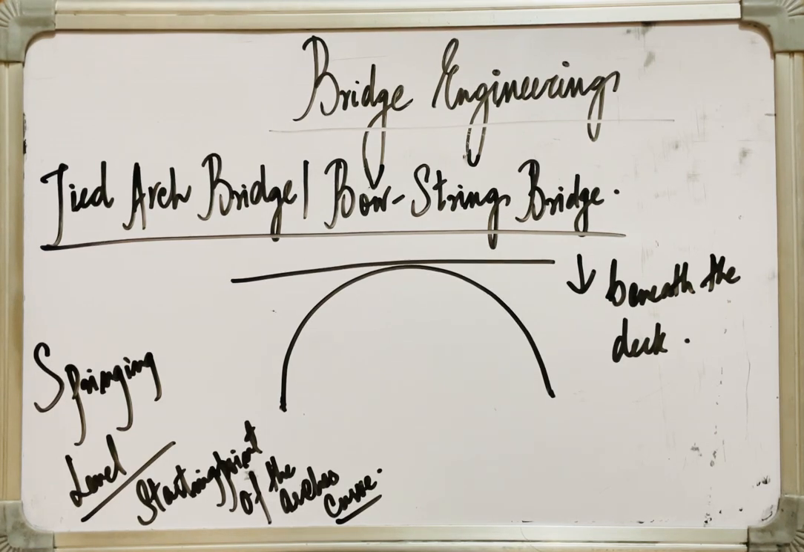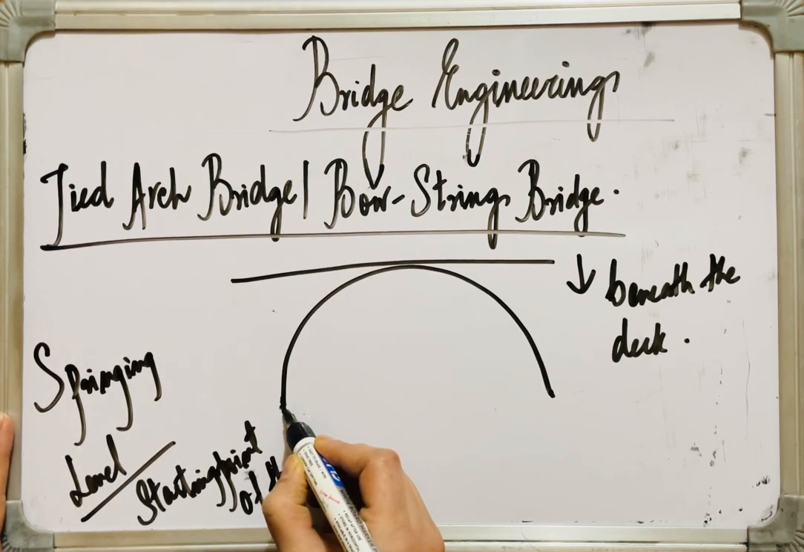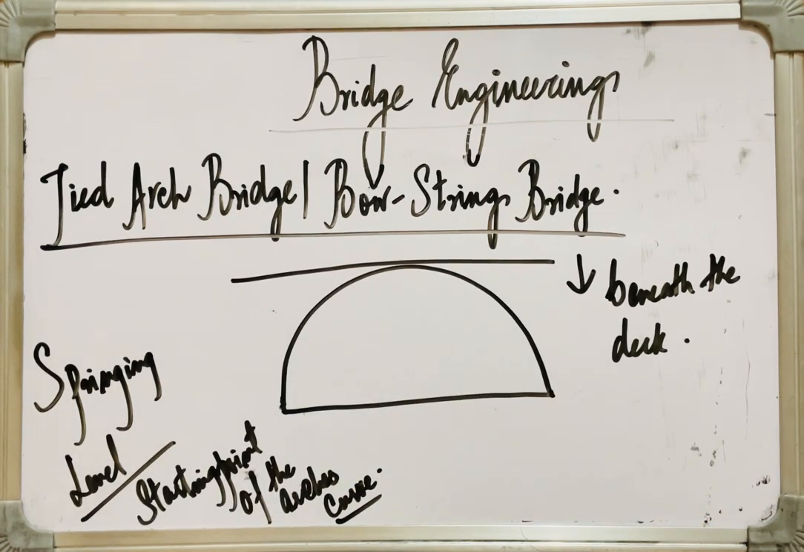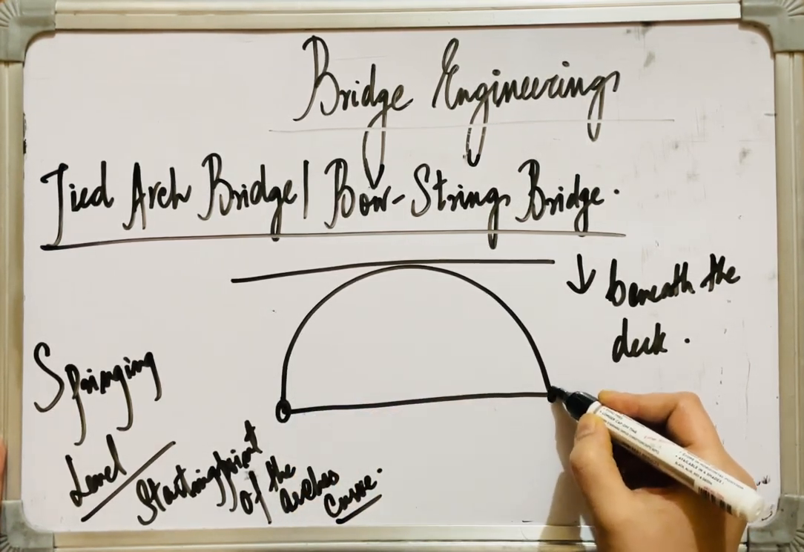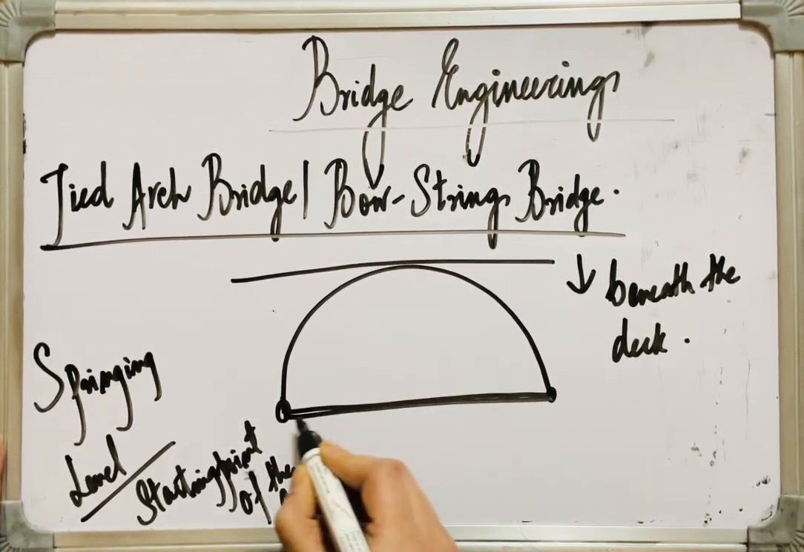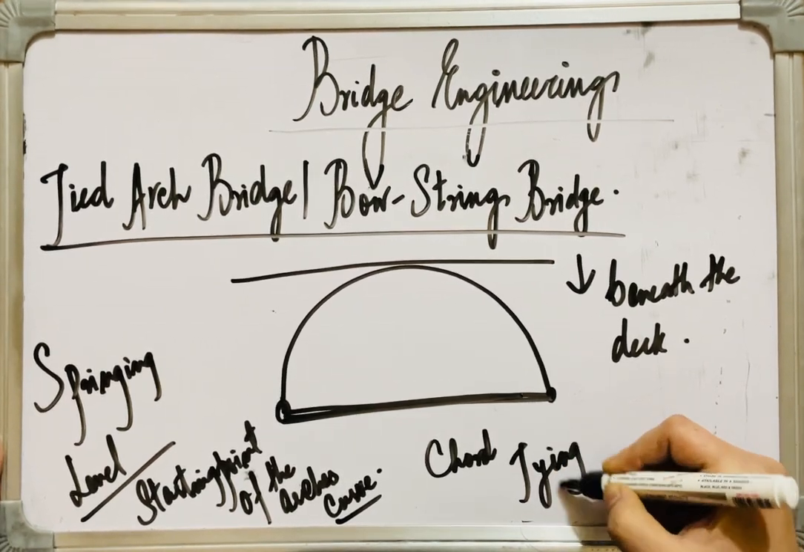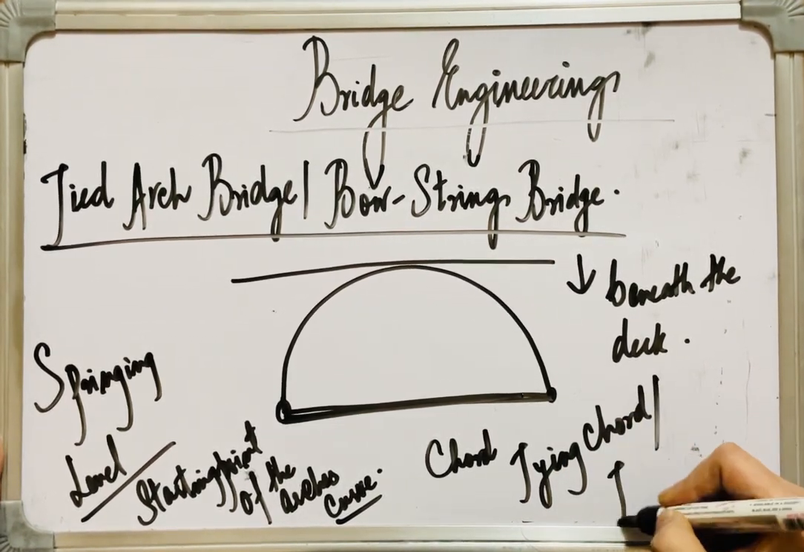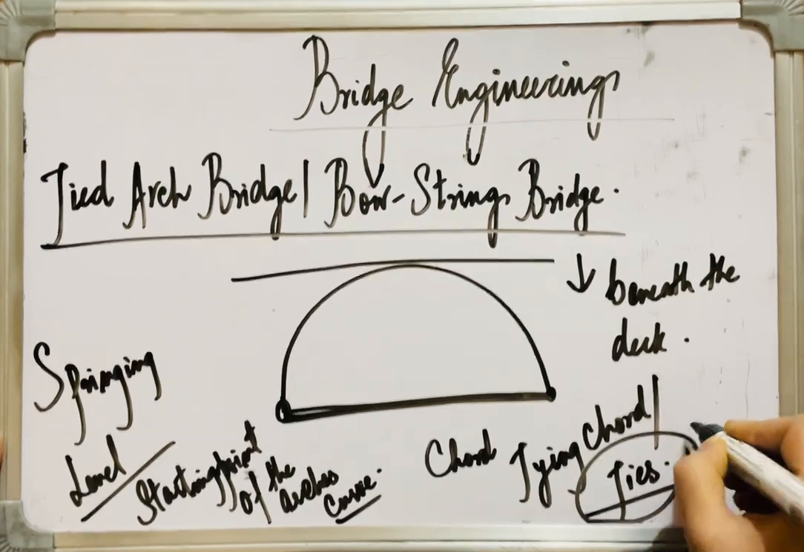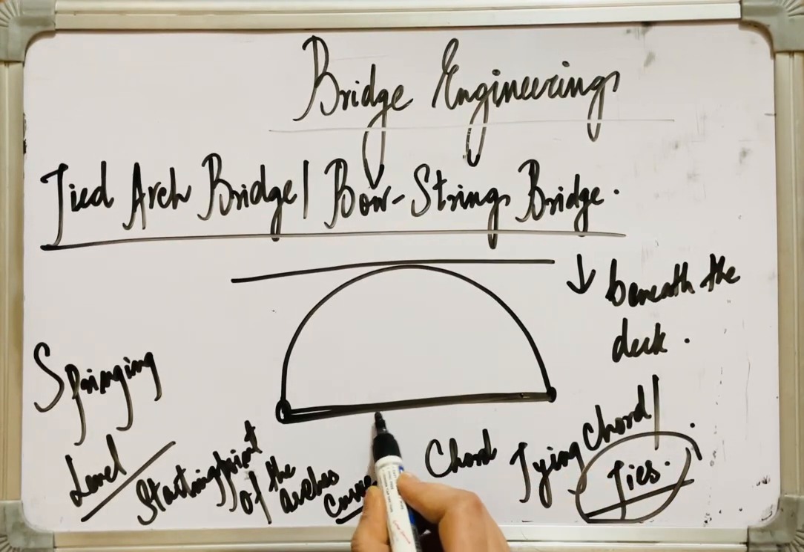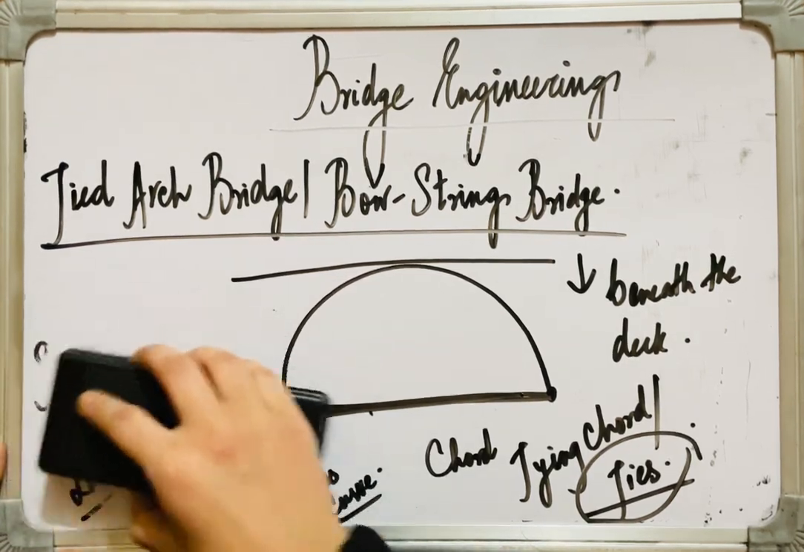But in case of a tied arch bridge, the deck is over here. So this arch rises above the deck, and the two ends of the arch are tied by a cord, which is known as the tying cord or a tie, which essentially constitutes some tie members. These ties or this tying cord bears these horizontal forces instead of the bridge foundations or the supports. What are the advantages of going for these tied arch bridges? We'll study.